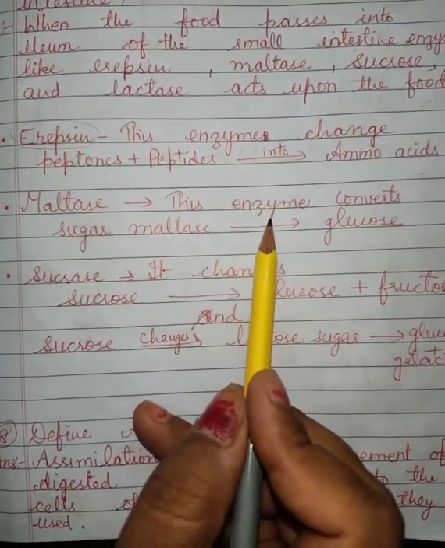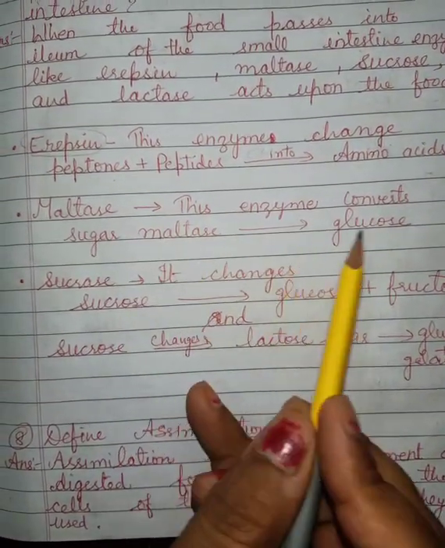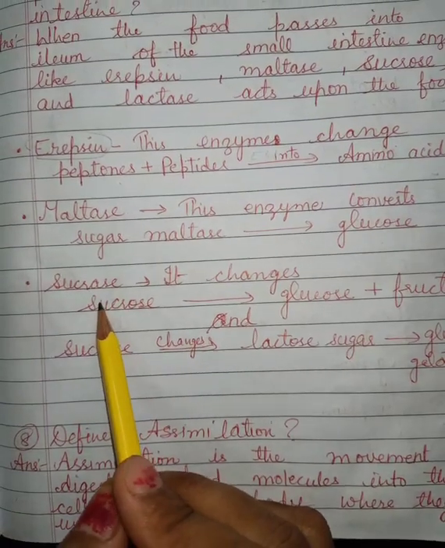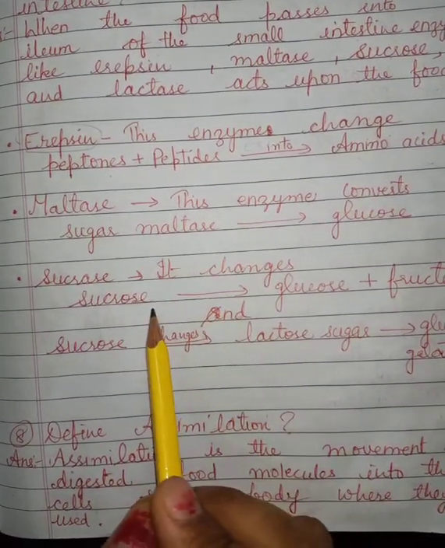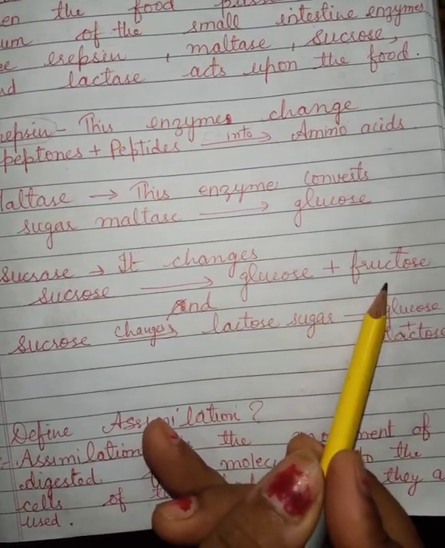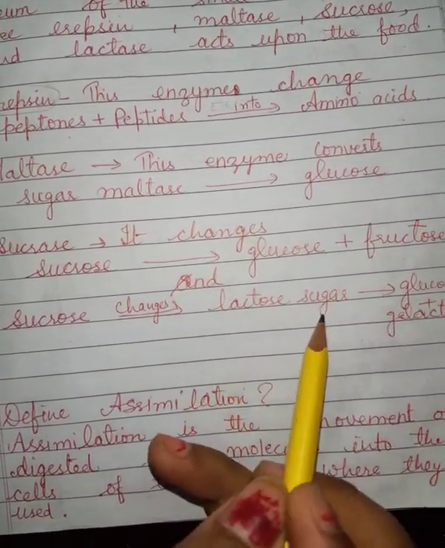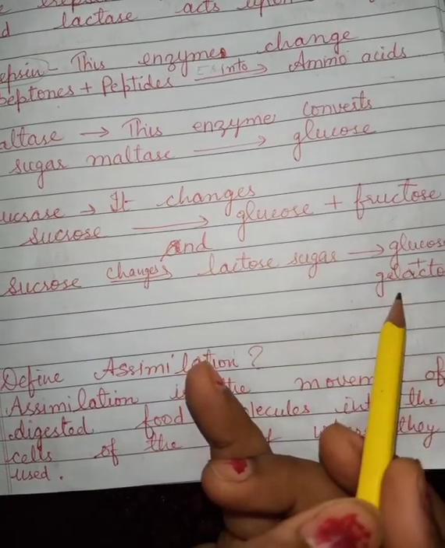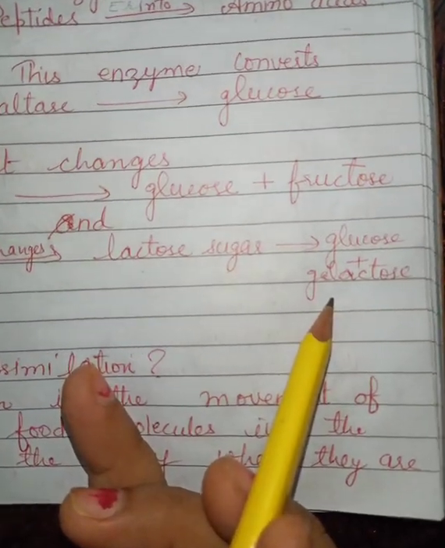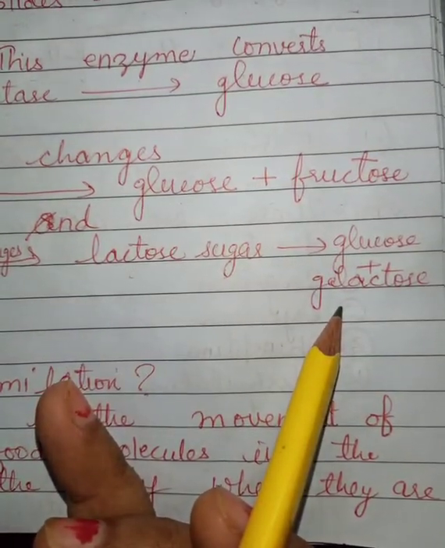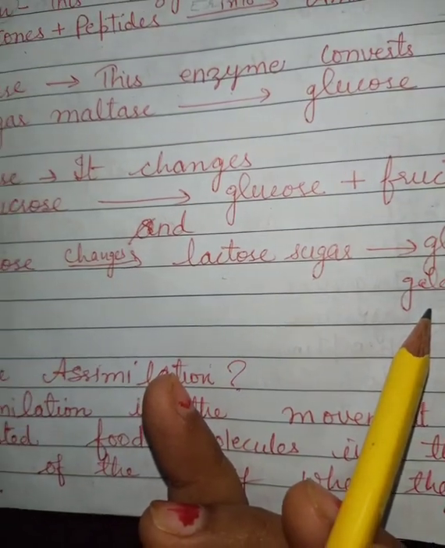Maltase, this enzyme converts sugar maltose into glucose. Sucrase, it changes sucrose into glucose plus fructose. Lactase, it changes lactose sugar into glucose plus galactose. Okay, so this is answer number 7.